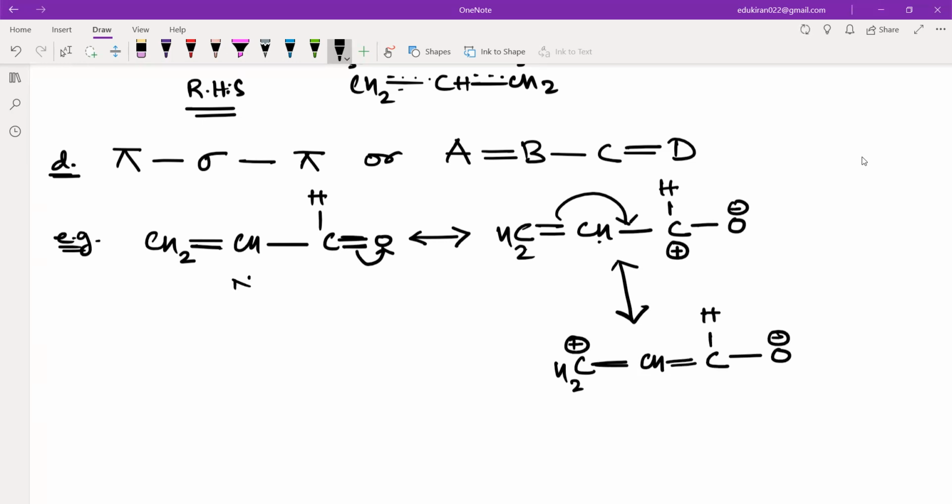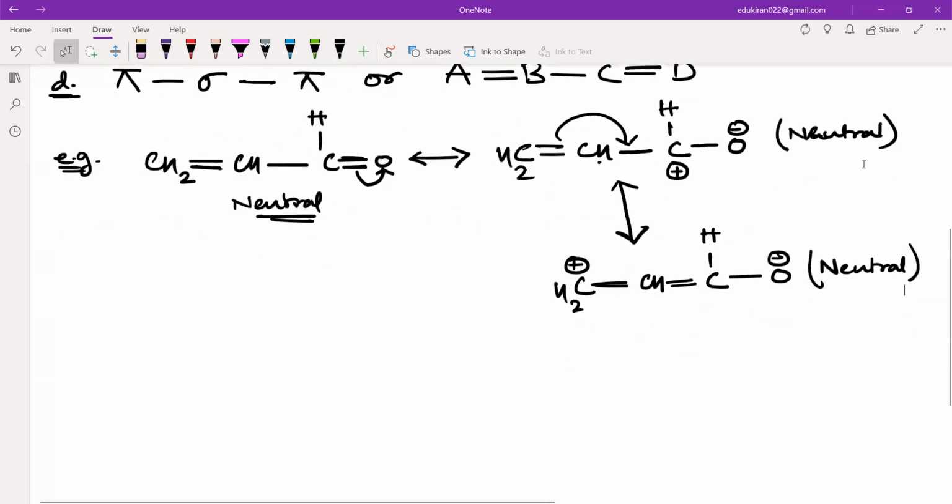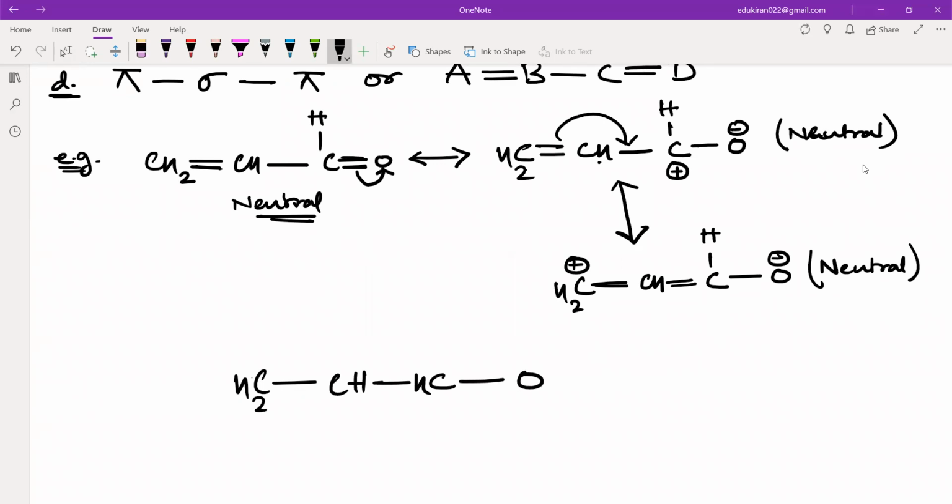One thing that you should notice is that this is also overall neutral. Because this molecule has a positive and negative both charges, that means this is neutral, and this is also neutral. Now, what is important here is the resonance hybrid structure. So in the resonance hybrid structure, you will make CH2, CH, CH, double, okay, let me write. Single bond, O, single bond, okay.